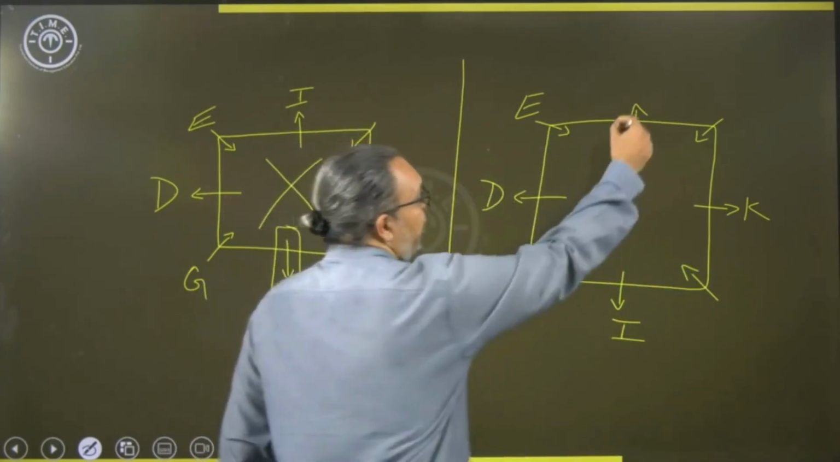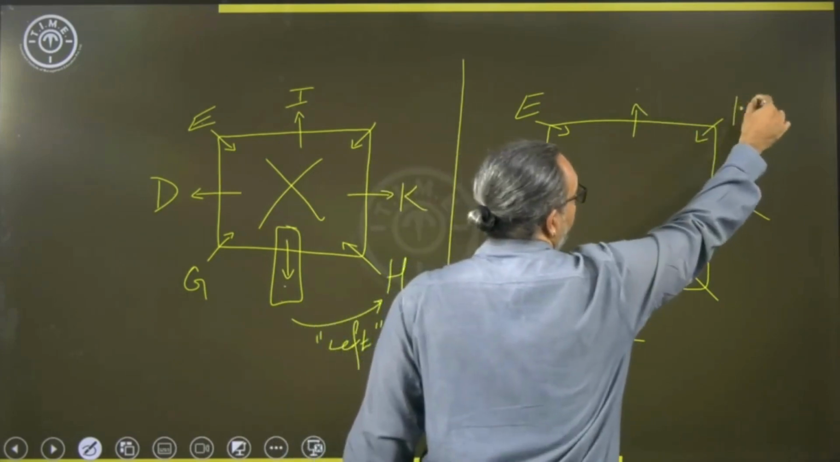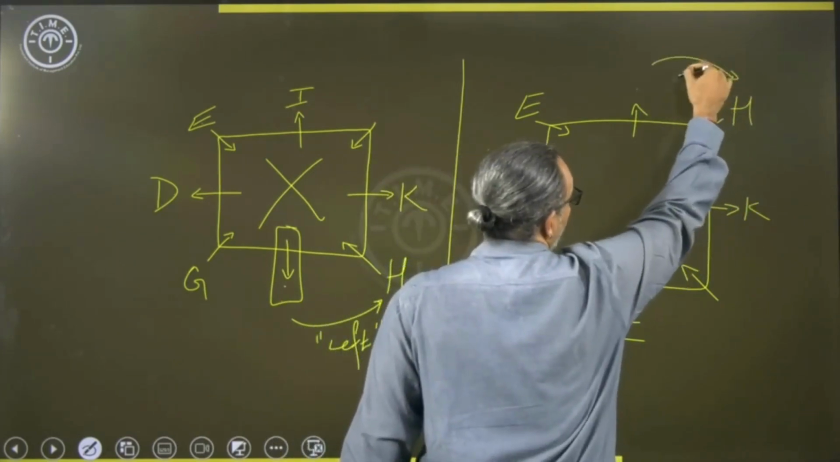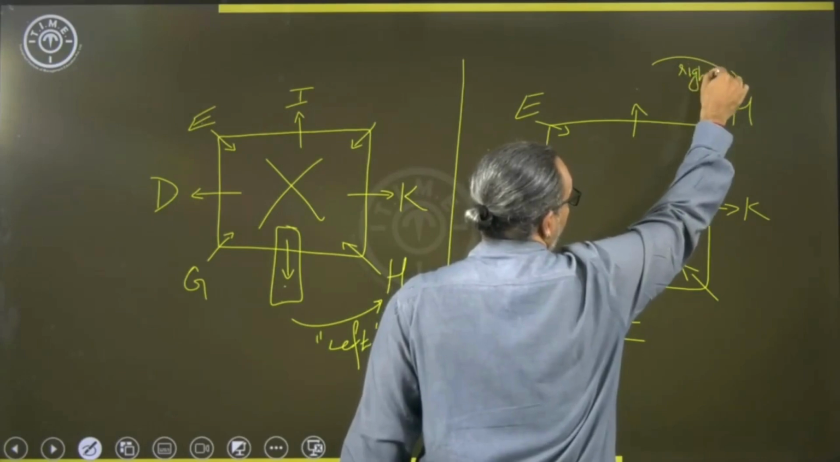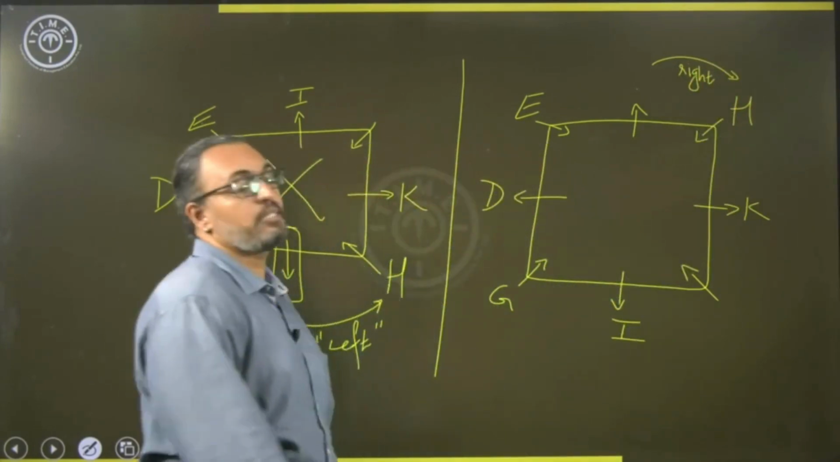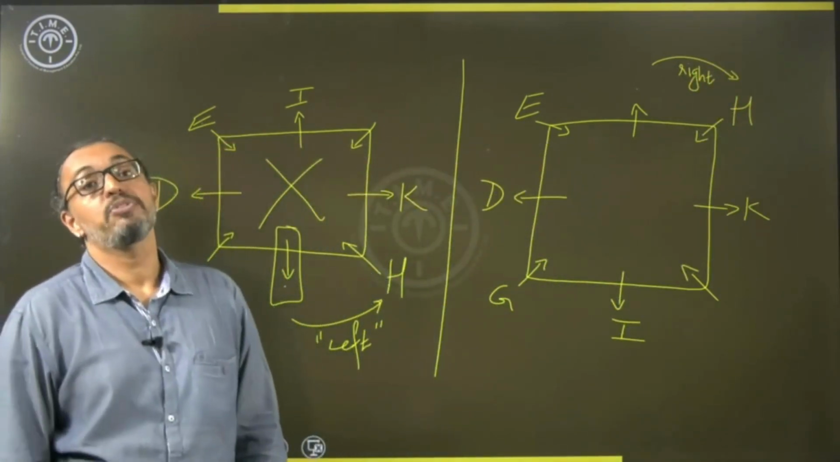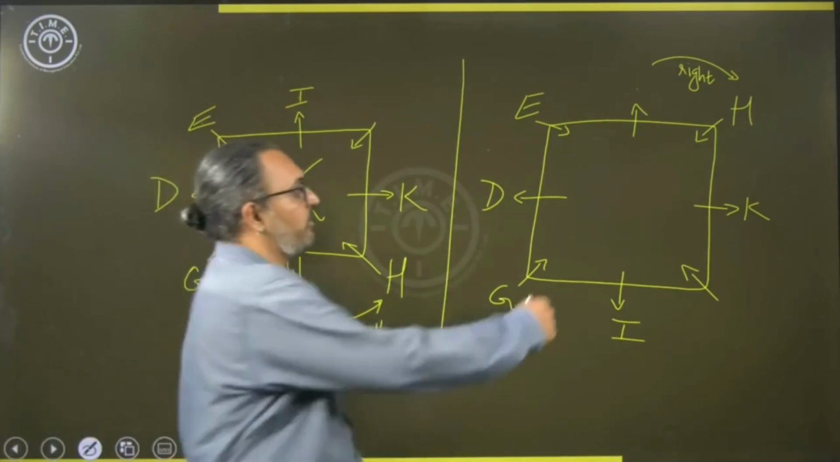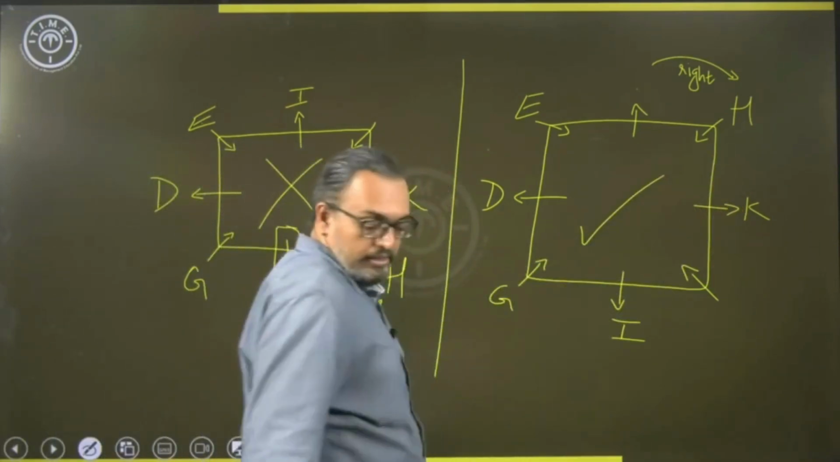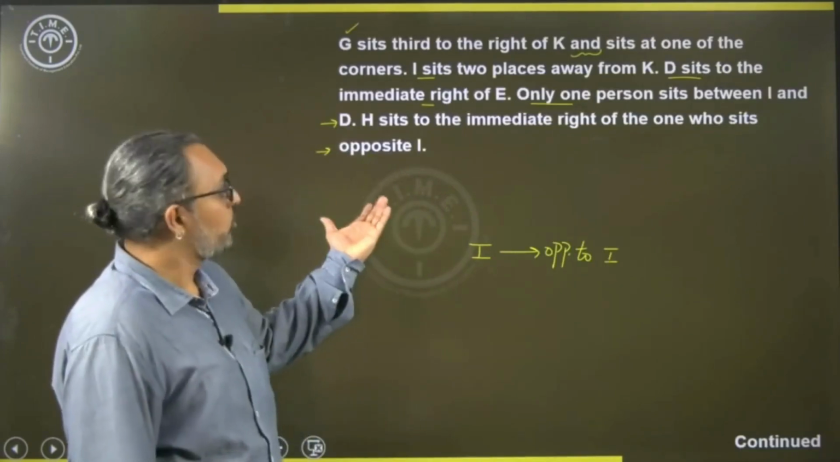I is here, opposite is this person, and then H here. So that clockwise direction will become the right side of the person. So H is immediate right of the one who is opposite to I. Correct? So this one works. Then, so those are the informations.